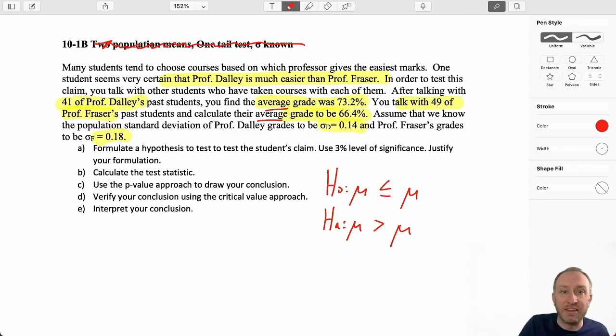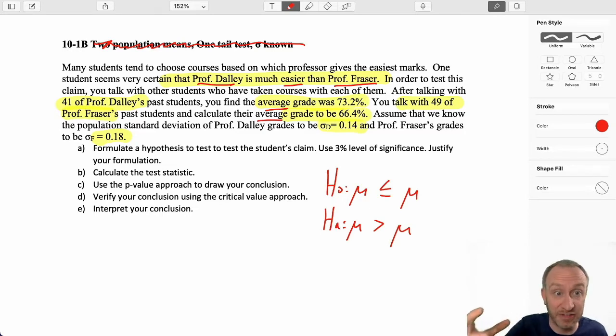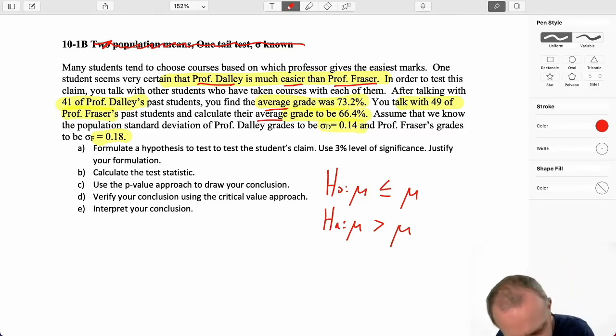Then I need to make sure I define my terms properly. Prof. Daly is easier than Prof. Fraser. That's the same as Prof. Daly gives higher grades than Prof. Fraser. So this is going to be Daly, and this is going to be Fraser.